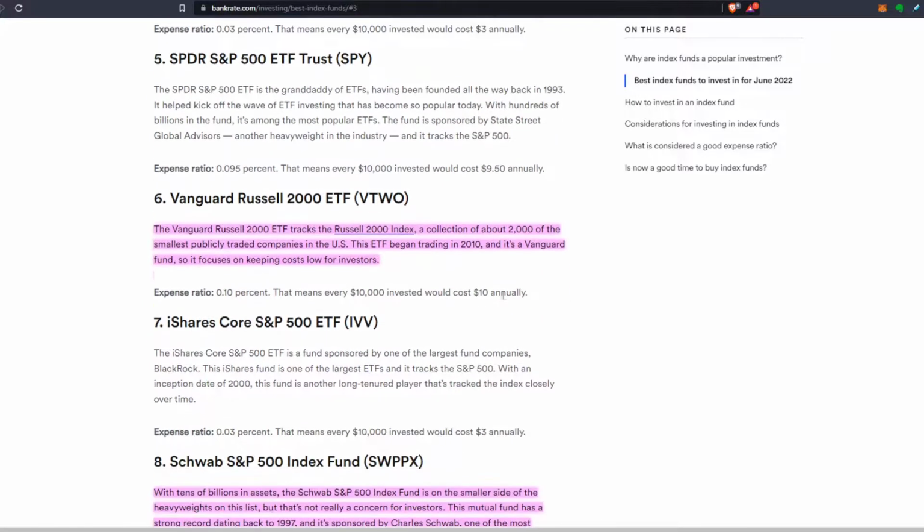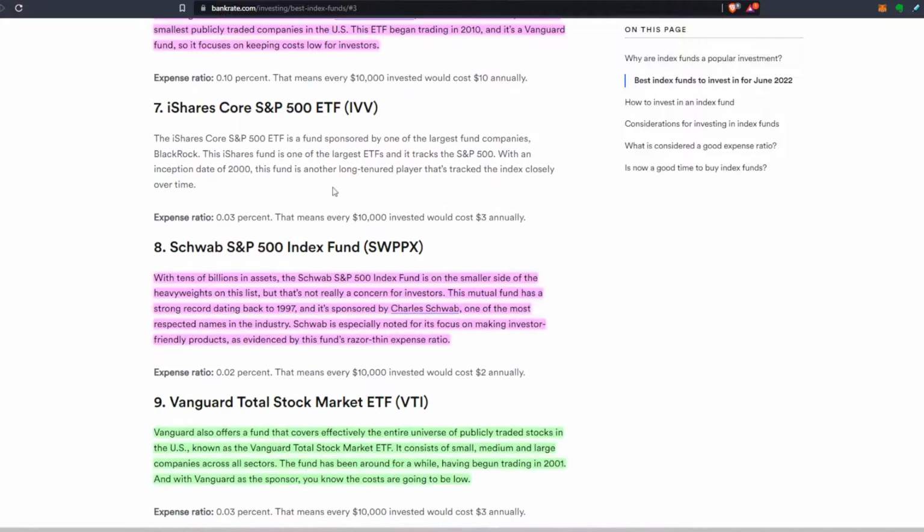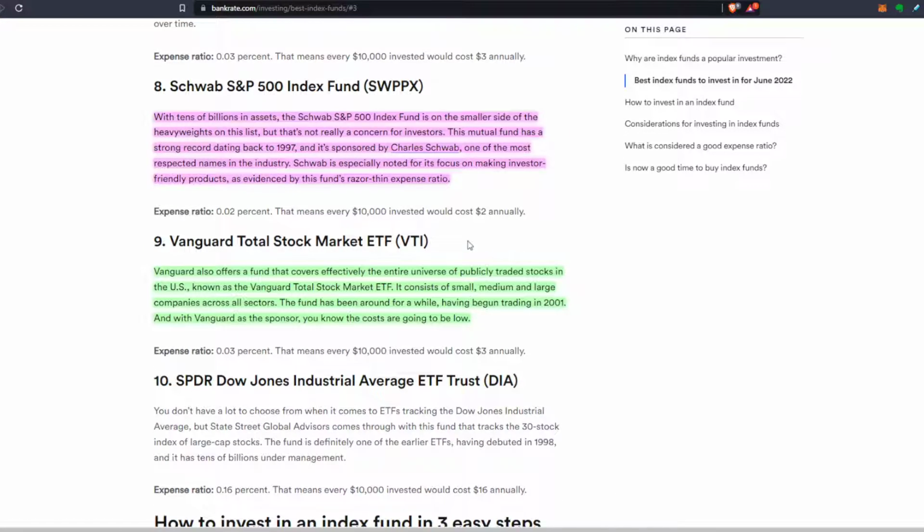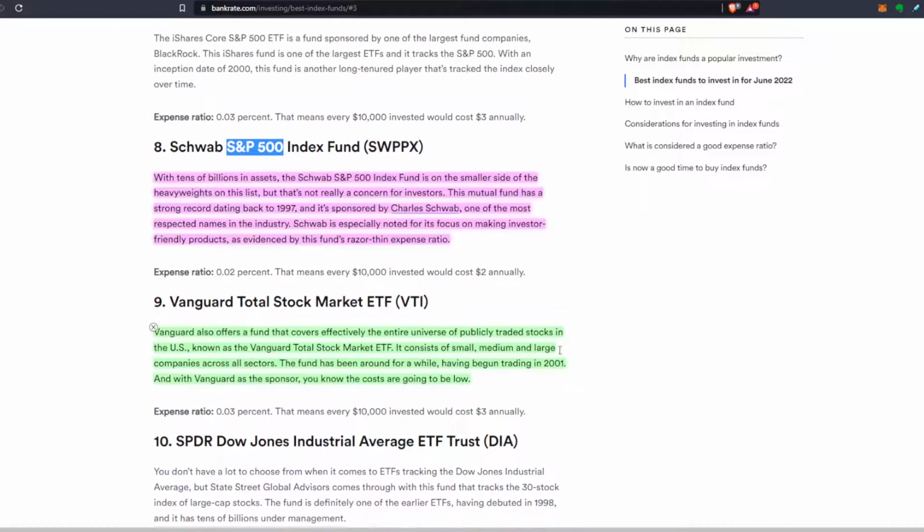Now, you have tons of indexes, be it the S&P 500, which is the most common one. Then there's a total stock market index as well, which again, Vanguard has an ETF around, which consists of small, medium, and large companies across all sectors. So essentially, when you put money into an index fund, you get exposed to whatever that index is supposed to comprise. So with the S&P 500, you get exposure to the 500 top companies in the US.